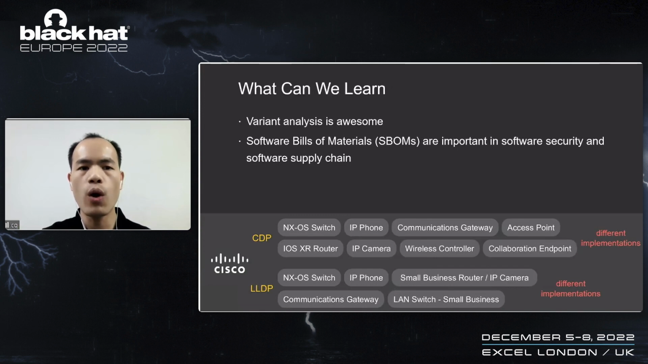Next, software bill of materials is important in software security and the software supply chain. Take Cisco as an example. As for the CDP feature, there are at least 8 different implementations on its various products. And as for the LLDP feature, there are also at least 5 different implementations. Since each product team has different responsibilities, when one of the products has a security issue, it's not easy to determine whether other products suffer from the same issue or not.